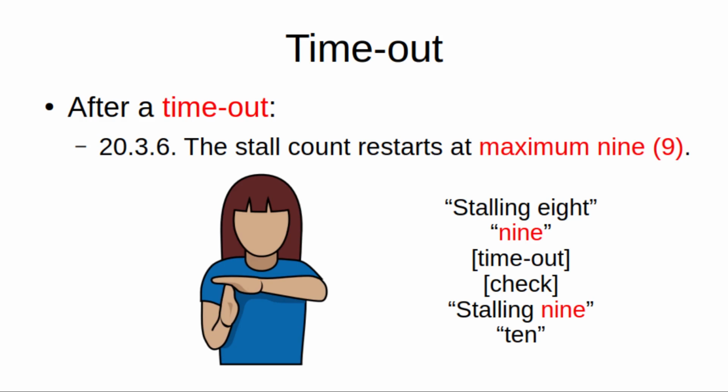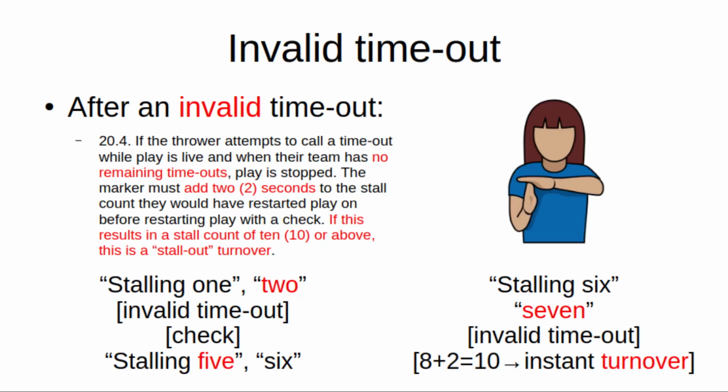Next are timeouts. After a timeout, you just restart the stall count with a maximum of 9 for the same reason as the offensive breach. But there is a special case. If there is an invalid timeout called because you have already used all of your timeouts, then it adds +2 to the stall count that would have been. And if by adding +2 you reach the number 10, well, it's an instant turnover.